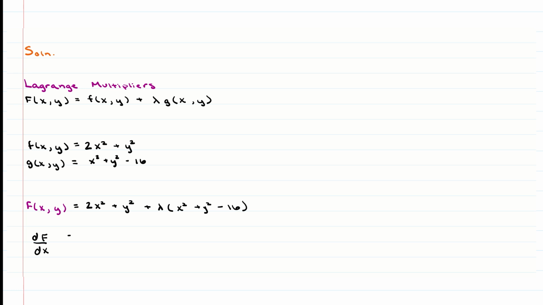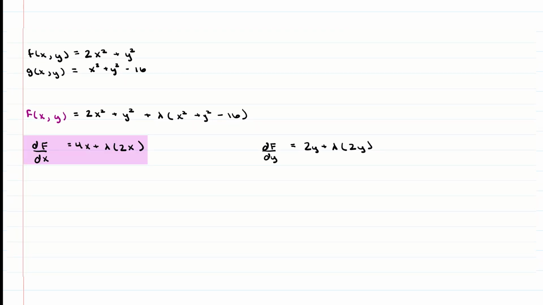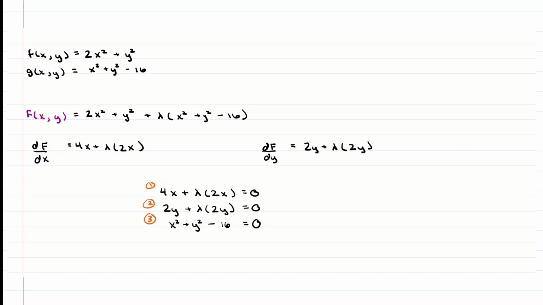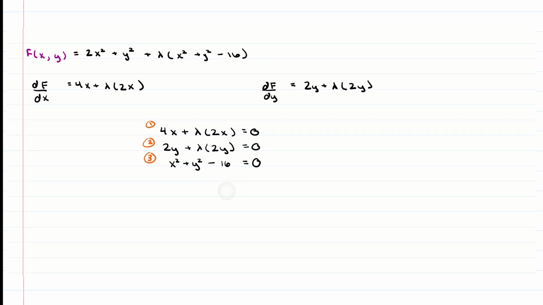So the next step is to take our Lagrangian and find the partial derivative with respect to x, which equals 4x + λ times 2x, and the partial derivative with respect to y, which equals 2y + λ times 2y. Now at this point, I'm going to take the partial derivative with respect to x, the partial derivative with respect to y, and g(x,y), and I'm going to create a system of equations. Now that we have this system, we can solve it to generate our points.